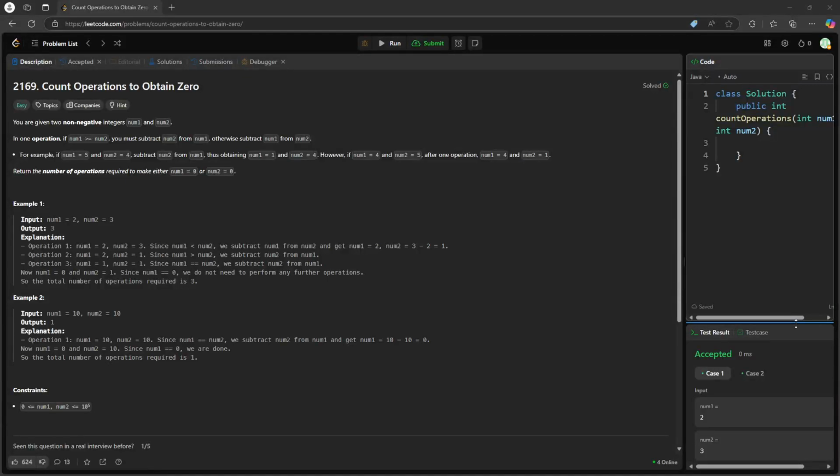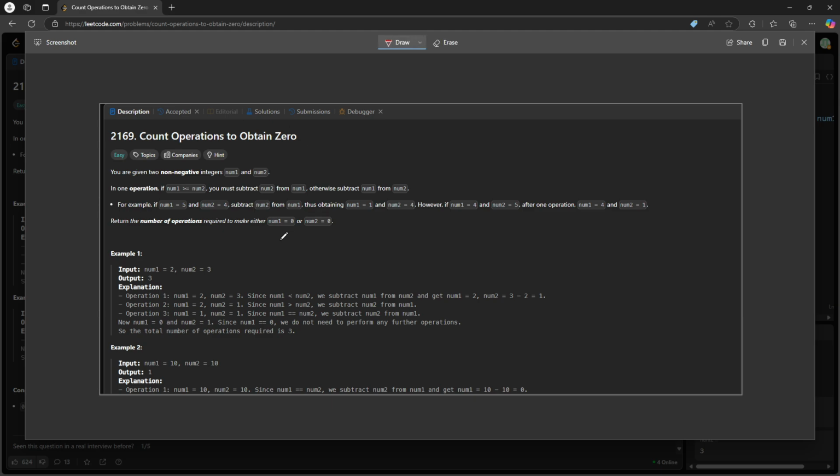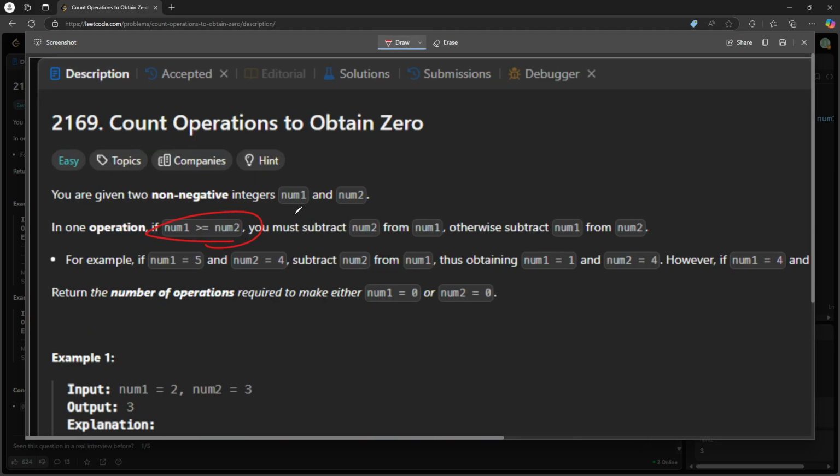Alright, so this question is Count Operations to Obtain Zero. Given two integers, nums1 and nums2, you want to do the operation: if nums1 is greater than or equal to nums2, you subtract nums2 from nums1. Otherwise, do the other way around and subtract nums1 from nums2.